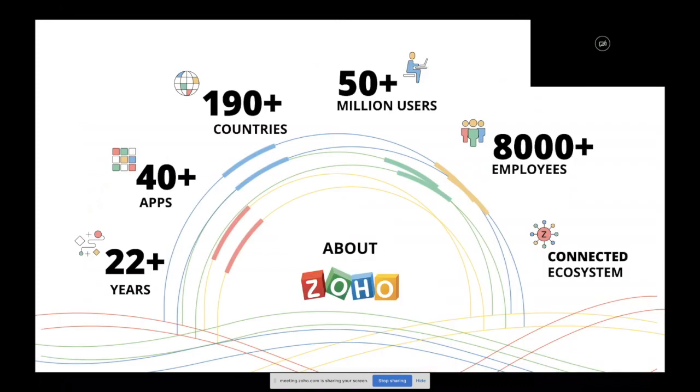Zoho. We have been in the market for over 20 plus years, building software for the small and medium industry, and having our presence in more than 190 plus countries with more than 40 plus applications to run your entire business from end to end. We have around 50 plus million users across the globe who trust us and run their companies using Zoho applications. Not just that, we have over 8,000 plus employees, and we believe Zoho runs on Zoho. Zoho's application ecosystem has a customizable operating system for business which combines dozens of cloud-based applications with a centralized IT admin panel.